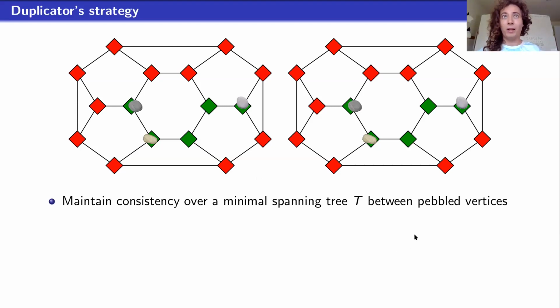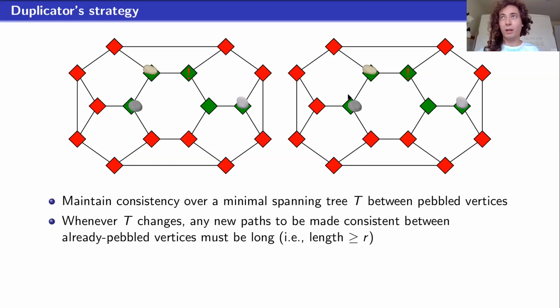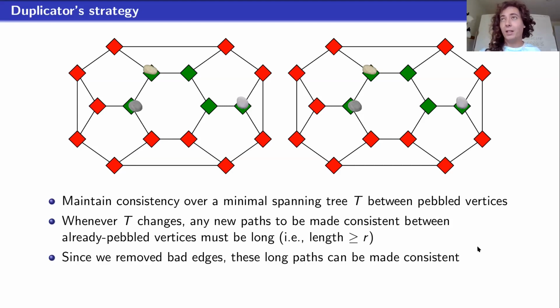The only problem is when the minimal spanning tree between the pebbled vertices changes dramatically. And now here we might have situations where I have paths where both endpoints have fixed values in terms of the permutations that have been applied to those vertices. And now I worry that it's not always possible to choose permutations for these gadgets that make the structures consistent here. But here's where we use the fact that the graph had high girth. Whenever the tree changes like this, because it had high girth relative to R, you can show that such a path that needs to be made consistent has length at least R. And because we've removed all the bad edges, you can check that this enables duplicator to find intermediate values for all the vertices, making the structure consistent along these long paths.